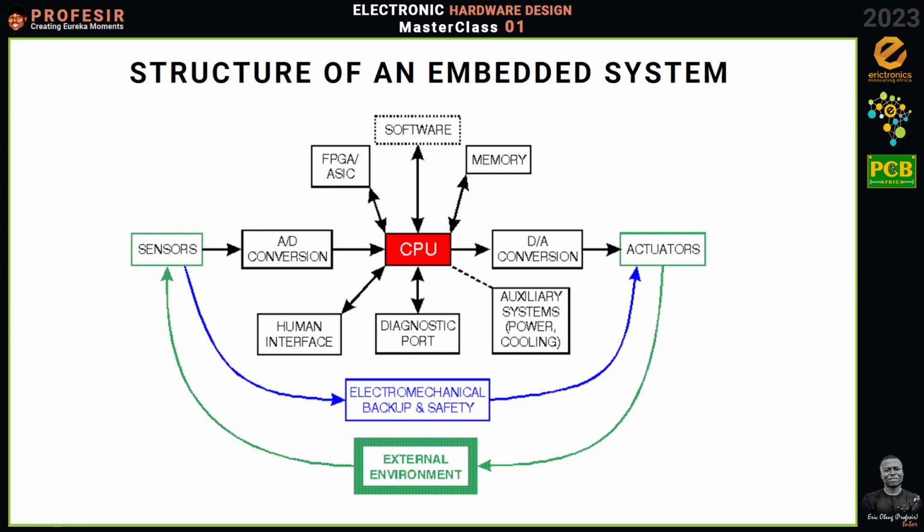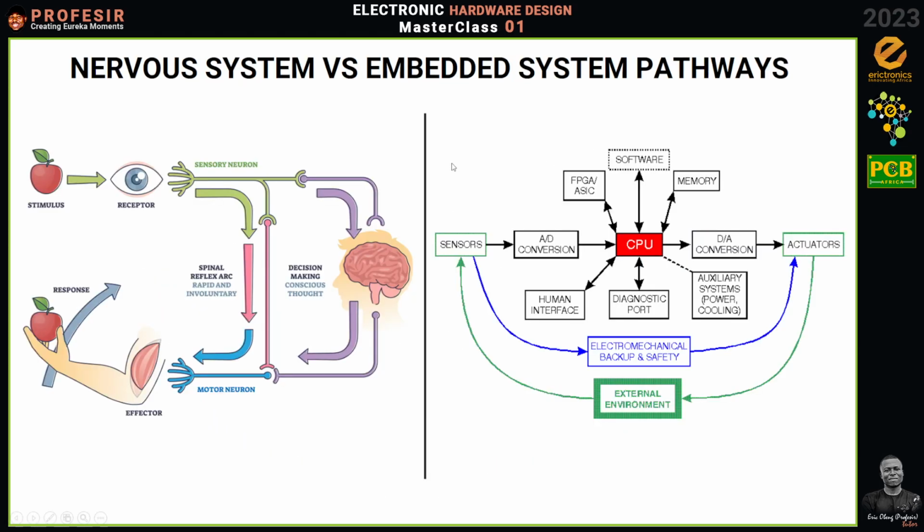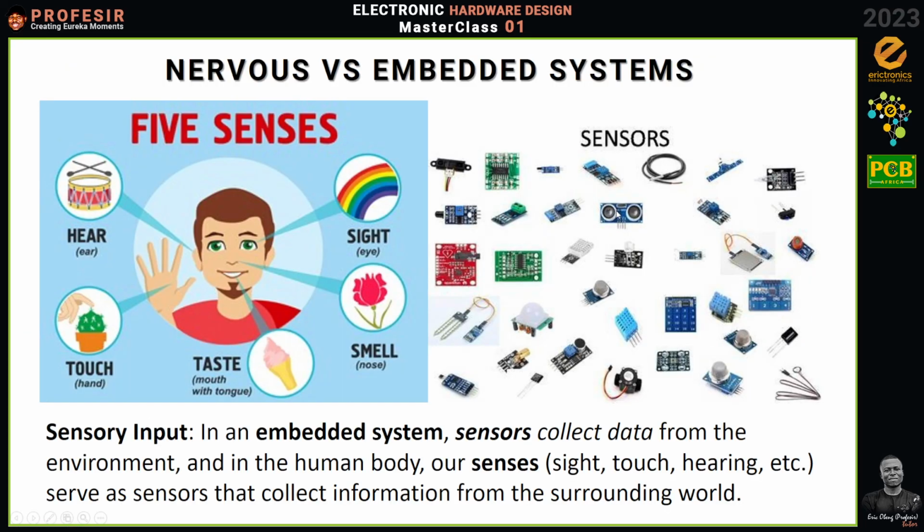So if we look critically and put embedded systems and the human nervous system together, they share some similarities, which as an electronics systems designer, you could pick a lot of inspiration from. So I'm just going to touch on a few of them, and then we will continue with what we want to do. So let's start with the first one, the sensors, right?